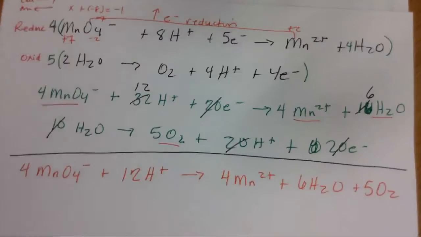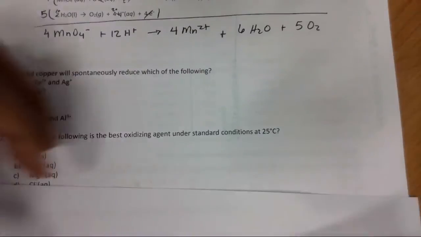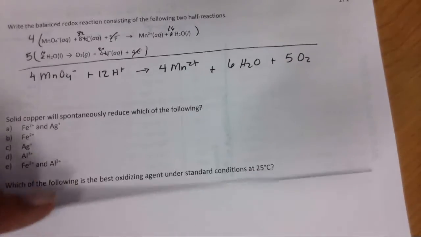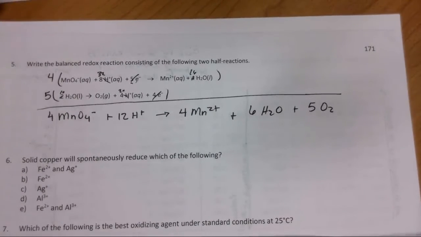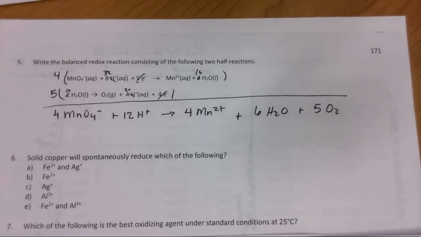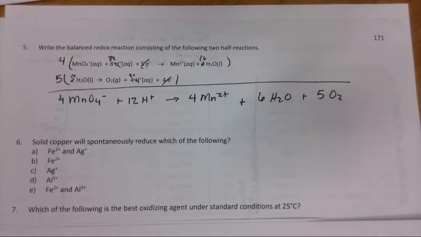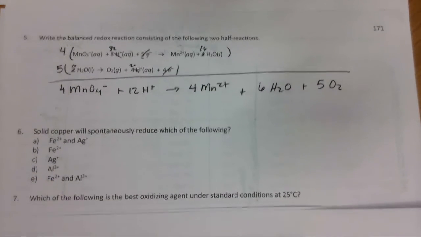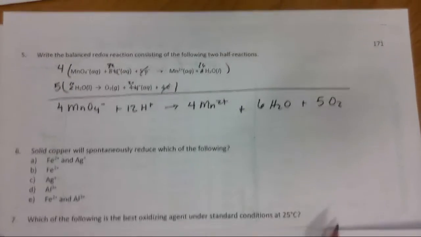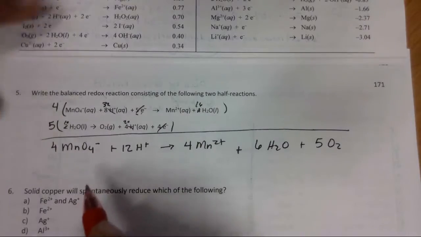All right. Now let's go on to this next one. With this guy, it says solid copper will spontaneously reduce which of the following. Well, you can take this approach one of two ways. You can look at copper and write out the redox using that horizontal line method we did for each of these, or we can just look at the table. So let's first of all circle some things.